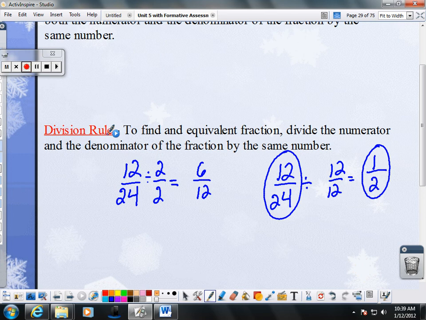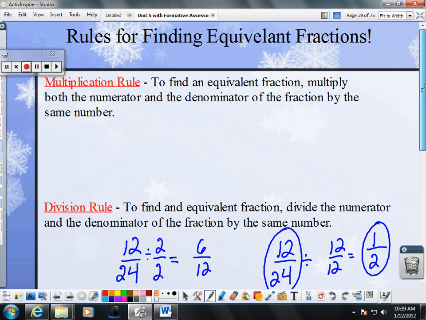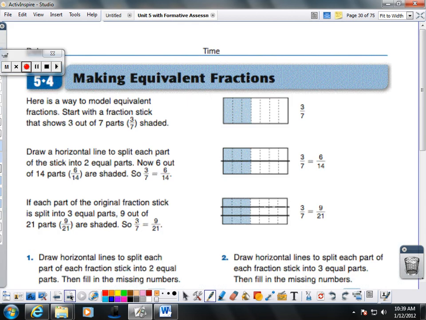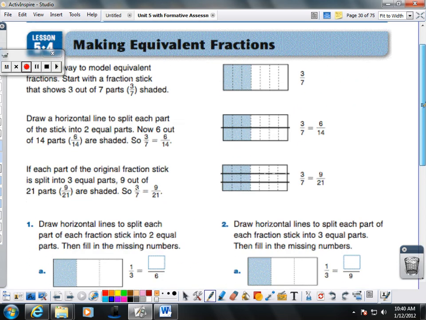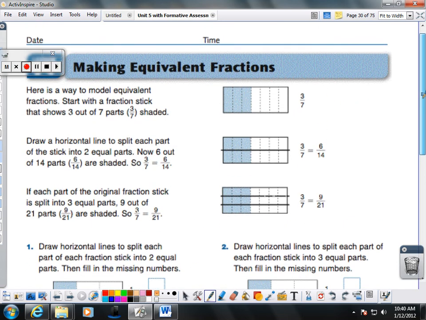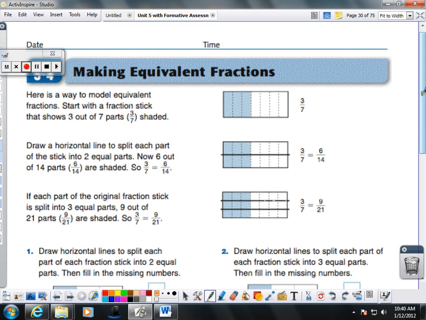So when you come into class tomorrow, after you finish lesson 5.4, you're going to go ahead and watch a video for 5.5. When you're done watching this video, you can start in your math journal. You'll notice it starts on page 134. And you'll notice the first page deals with those drawings, the fraction number models. These would be considered fraction sticks right here. This one's broken up into 7 equal pieces. 3 of those pieces are shaded.